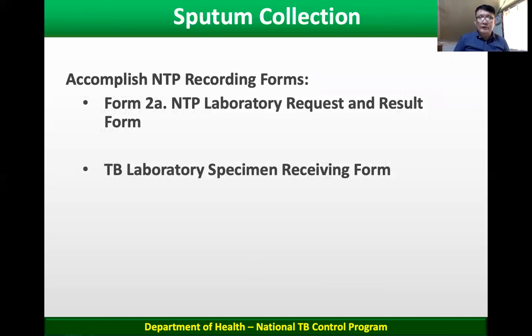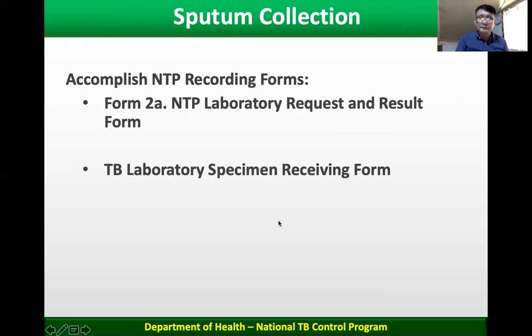So just for a review, in sputum collection, we need to accomplish the following forms. These are recording forms. Number 1, Form 2A, the NTP laboratory request and result form. Number 2, the TB laboratory specimen form. So we are going to discuss these two forms as a review.